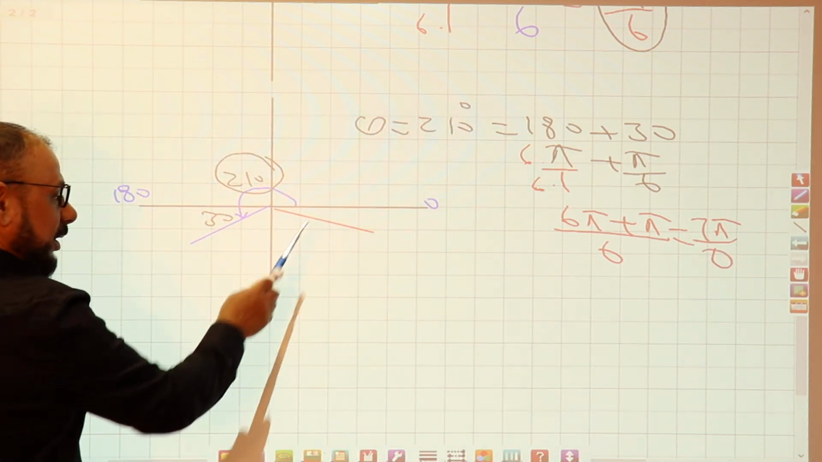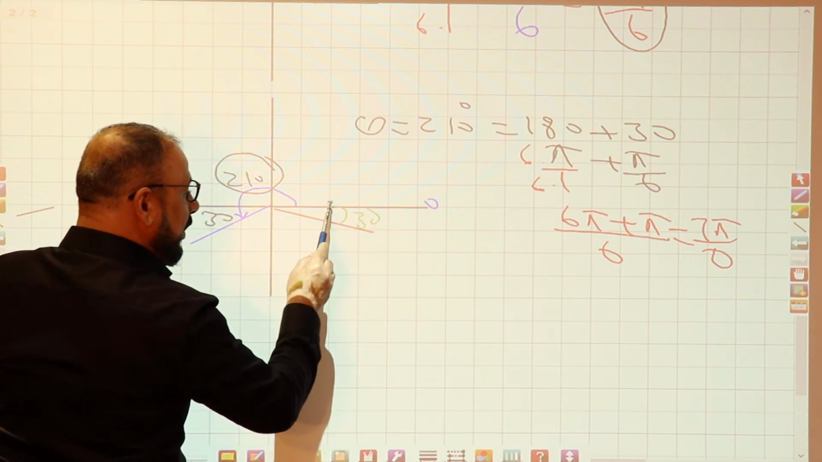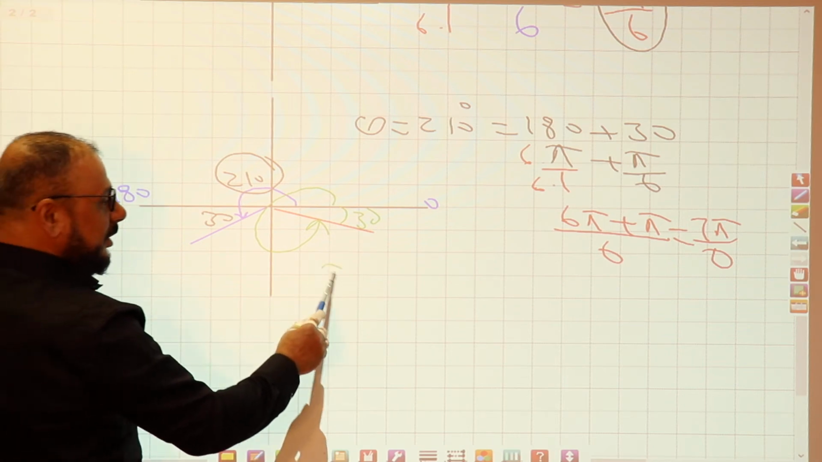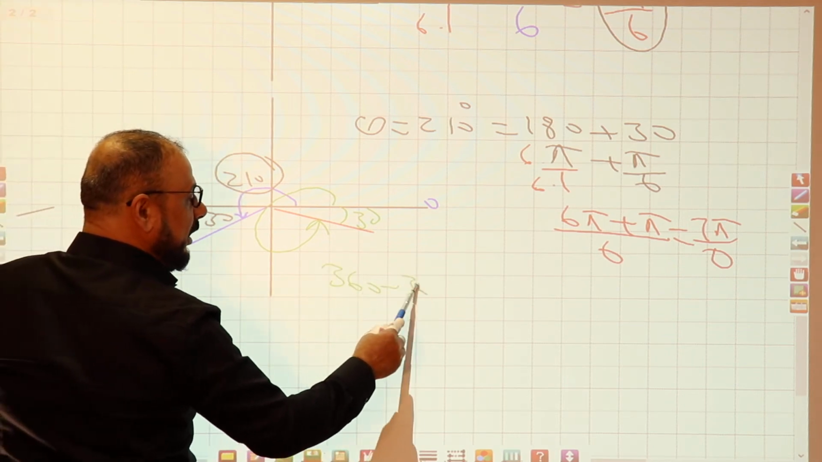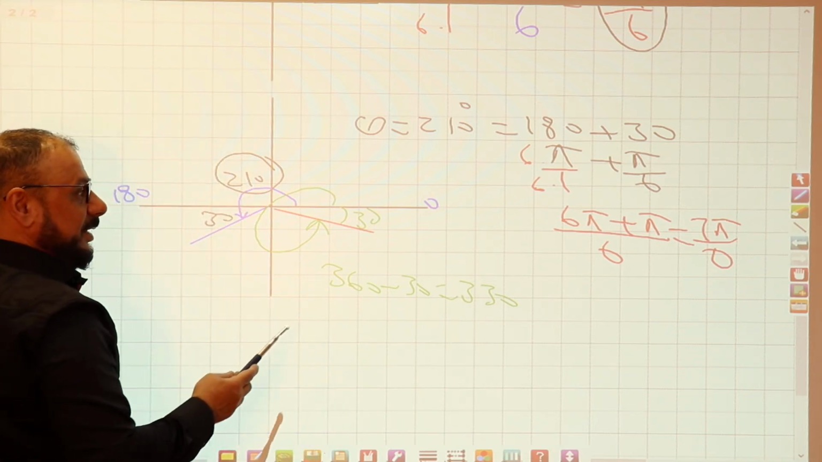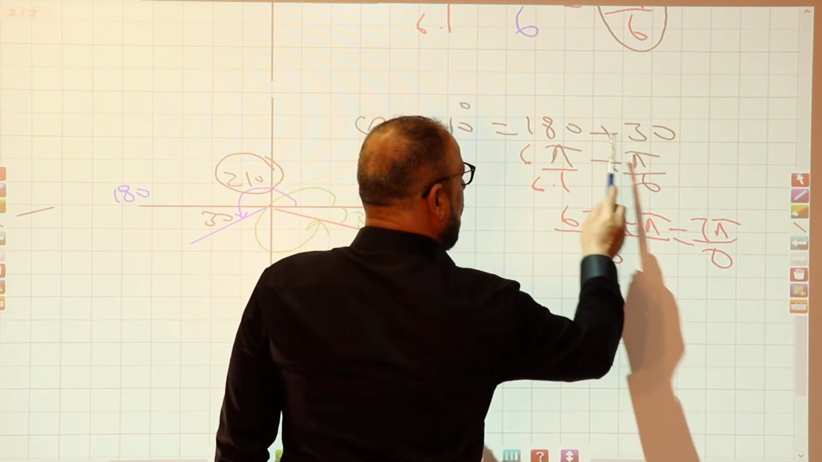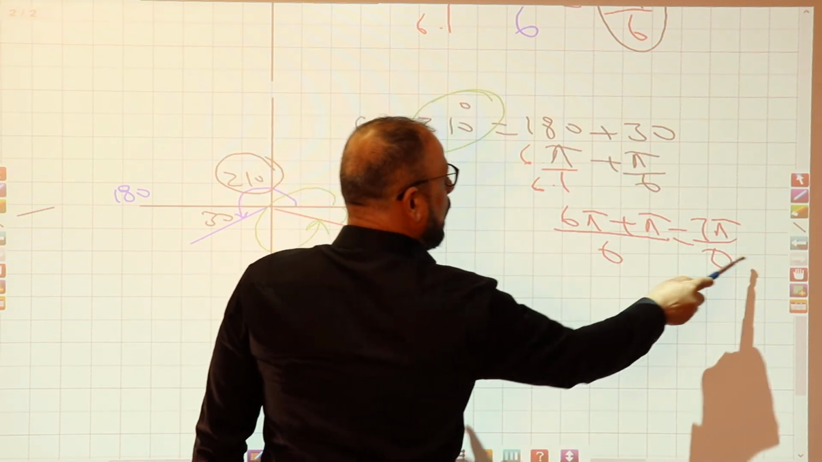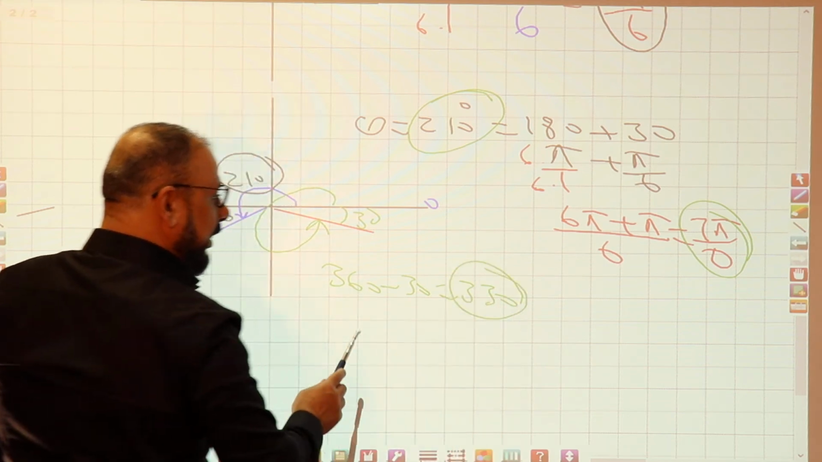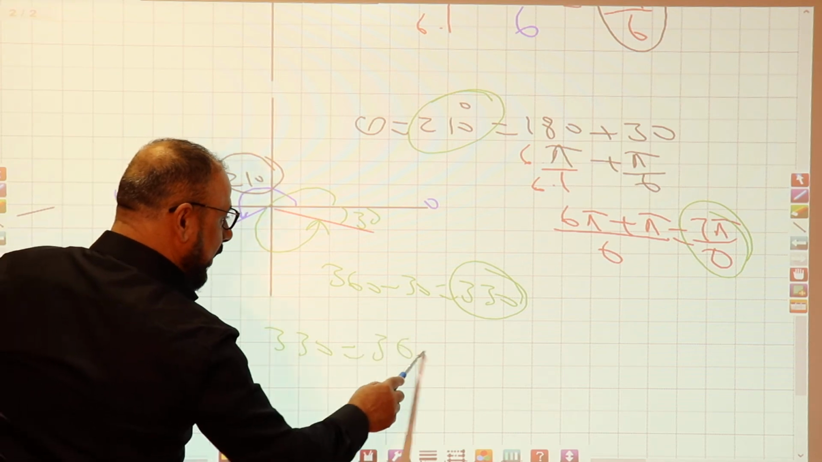The second answer here, we have 30 degrees here. Now we need from here to here, all the 360. 360 minus 30, which is 330. Right? 330 degrees. Then the other answer, theta, the first answer we have is 210 and 7 pi over 6. And the second answer, 330. And the 330 is 360 minus 30, right?